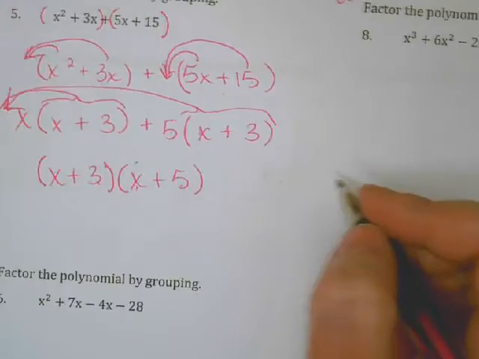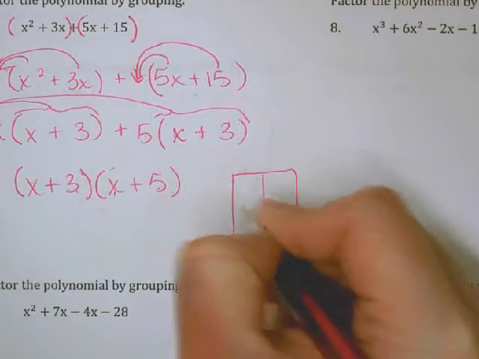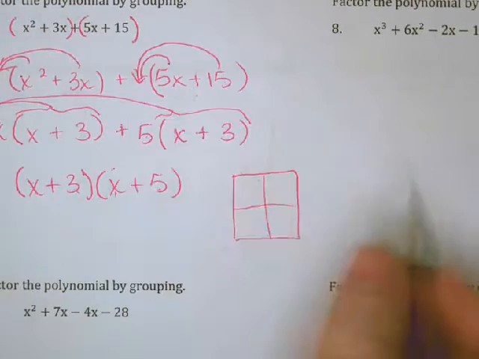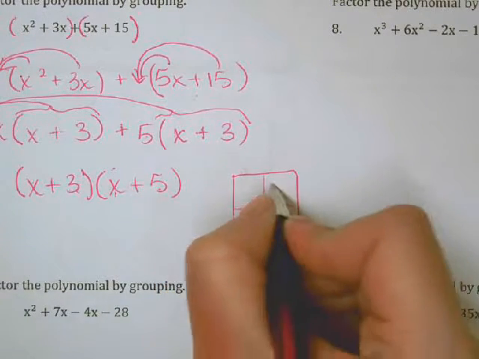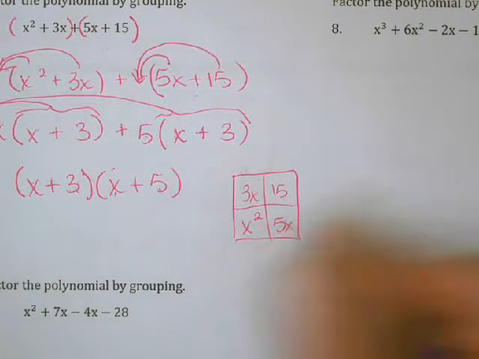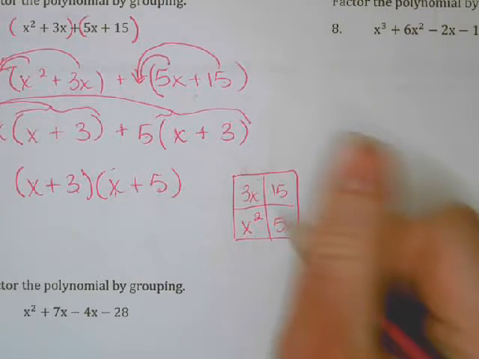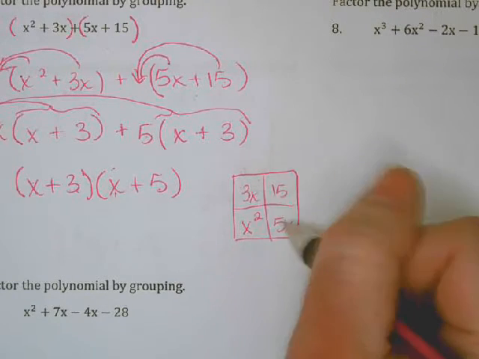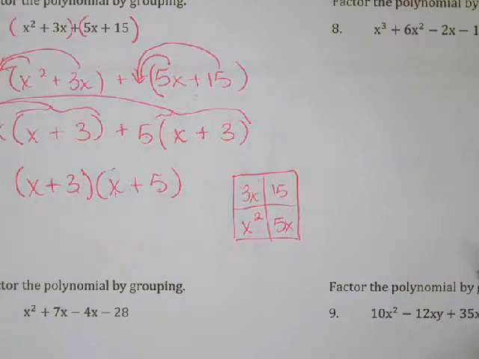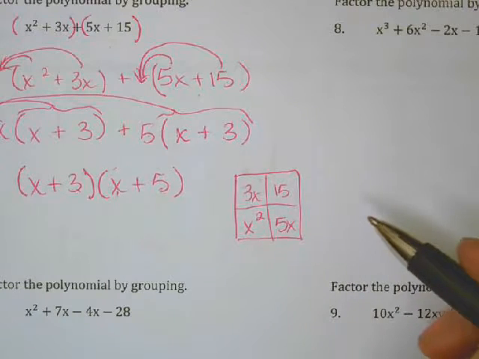The other way you might look at it, if you are more comfortable with the box, is putting those in the box. So my x squared, and my 15, and my 3x, and my 5x. So if I put all of those into the box, this is going to get me factored as well. The one thing you do want to make sure of, it makes it a little easier anyway, is if these two are diagonal from each other. So then I look at my columns and my rows to factor out my greatest common factors.